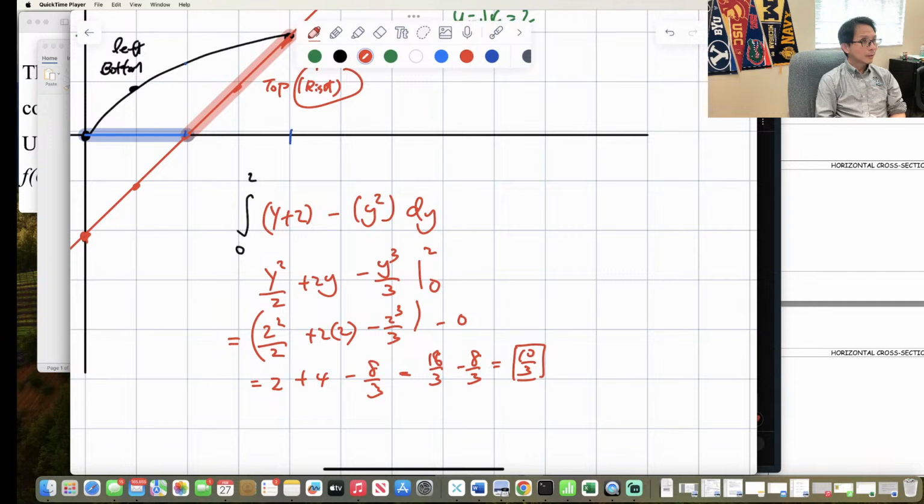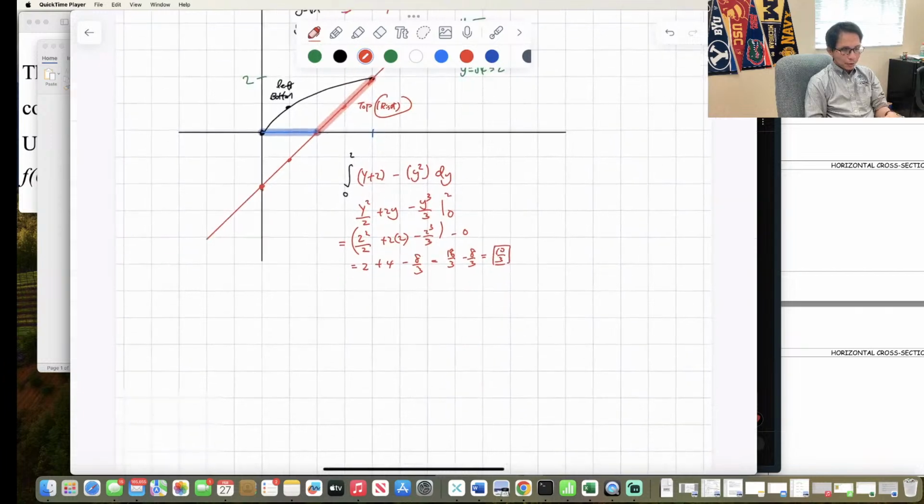Is horizontal always going to be easier? Okay, so that's another question. Is horizontal always going to be easier? No. Whichever is easier is the one that requires only one integral. So sometimes horizontal is going to be harder. Sometimes horizontal is going to be easier.